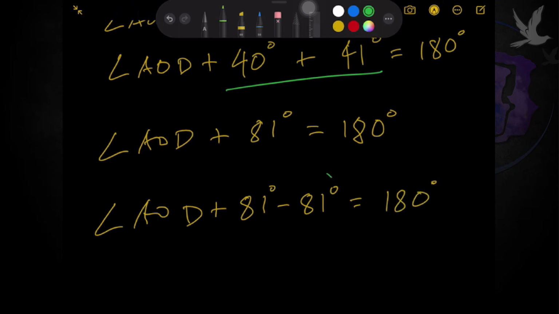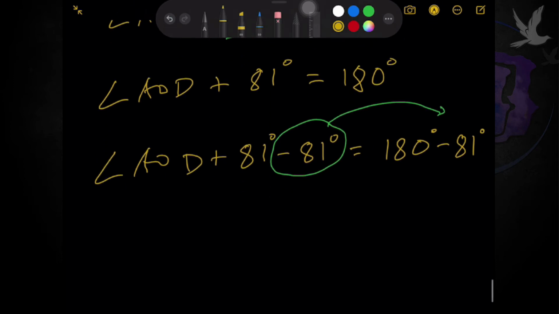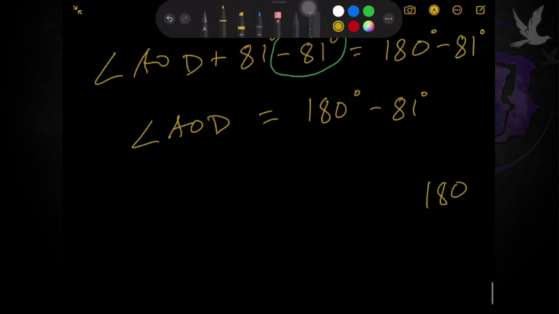And the same thing lang. See, what you do in one side of the equation, since nag-minus 81 tayo dito, you should also subtract 81 from this side of the equation. Okay, so ganun lang. Minus 81 din sa kabila. So, knowing that 81 minus 81 will give you 0, you are just now left with angle AOD equals 180 degrees minus 81. So, ano gagawin natin dito ngayon? 180 minus 81. So, subtract lang natin.